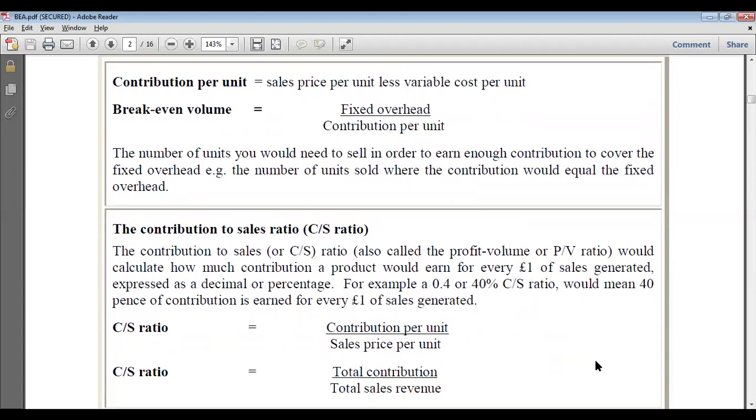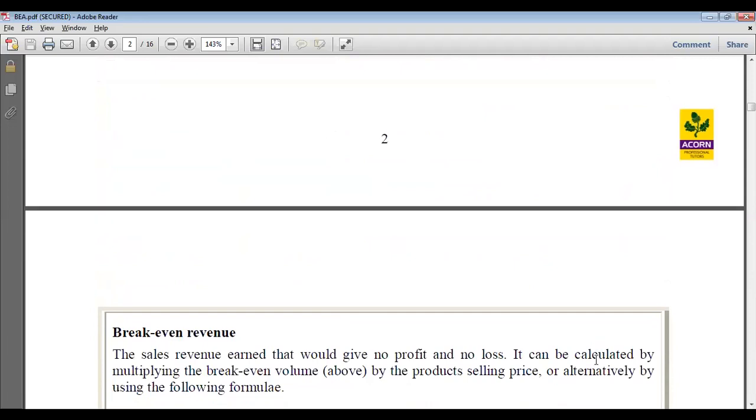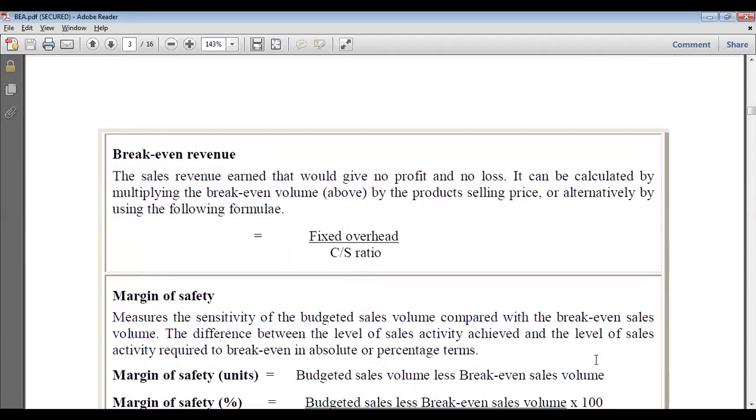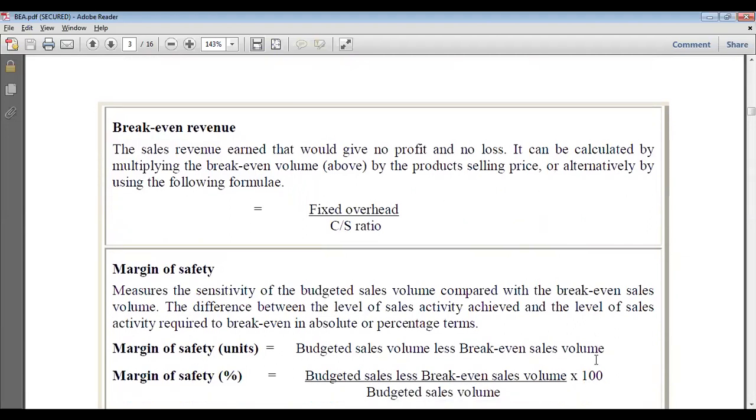The contribution to sales ratio is contribution per unit upon sales per unit. That is the contribution ratio. Next is break-even revenue. We were talking about the break-even point and break-even analysis. We must know the break-even revenue, the sales revenue earned that would give no profit and no loss. I will discuss in detail this point, the break-even point, and where the break-even revenue starts generating money.